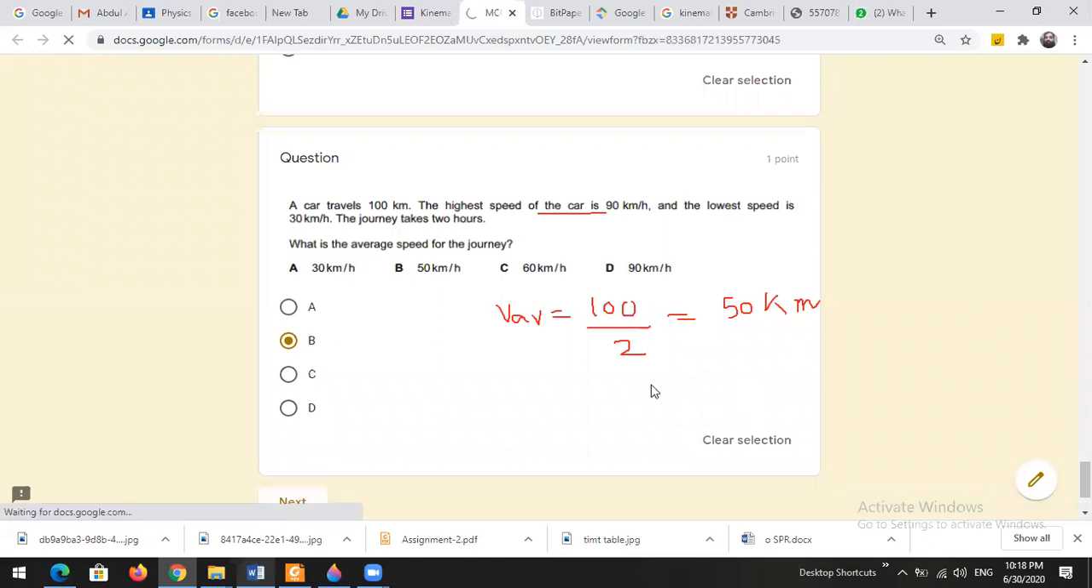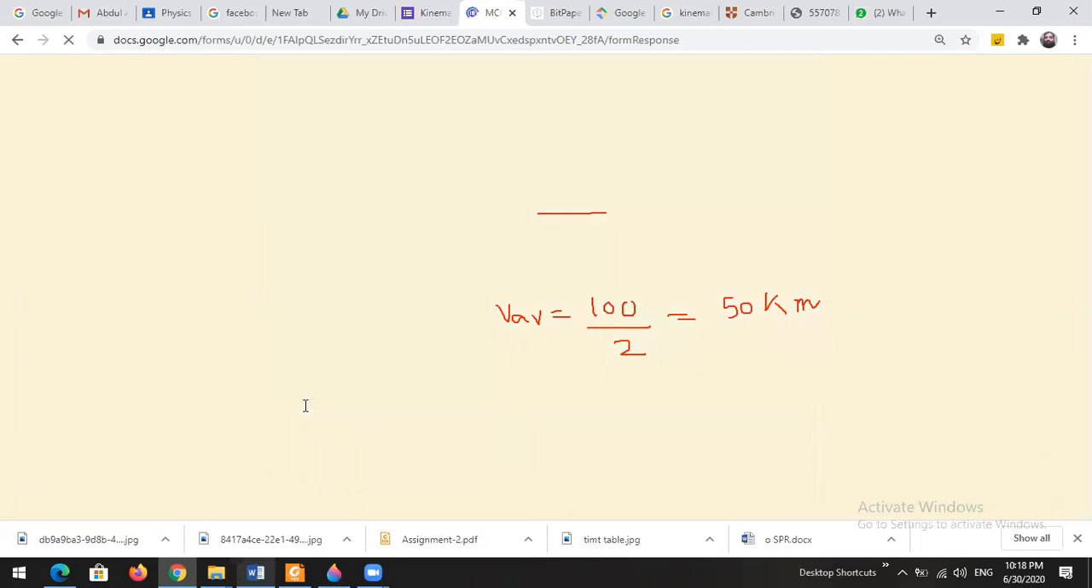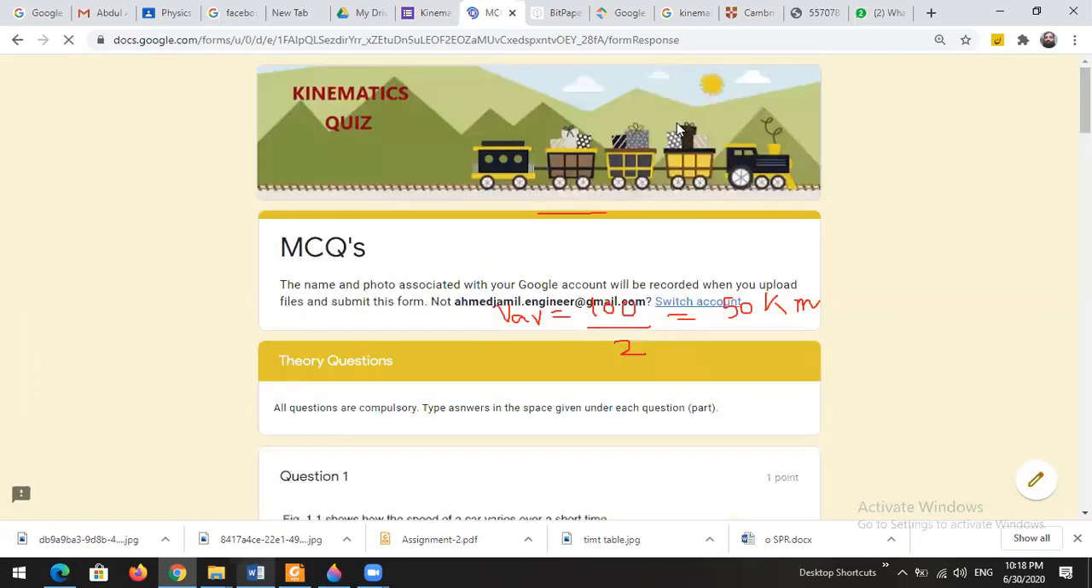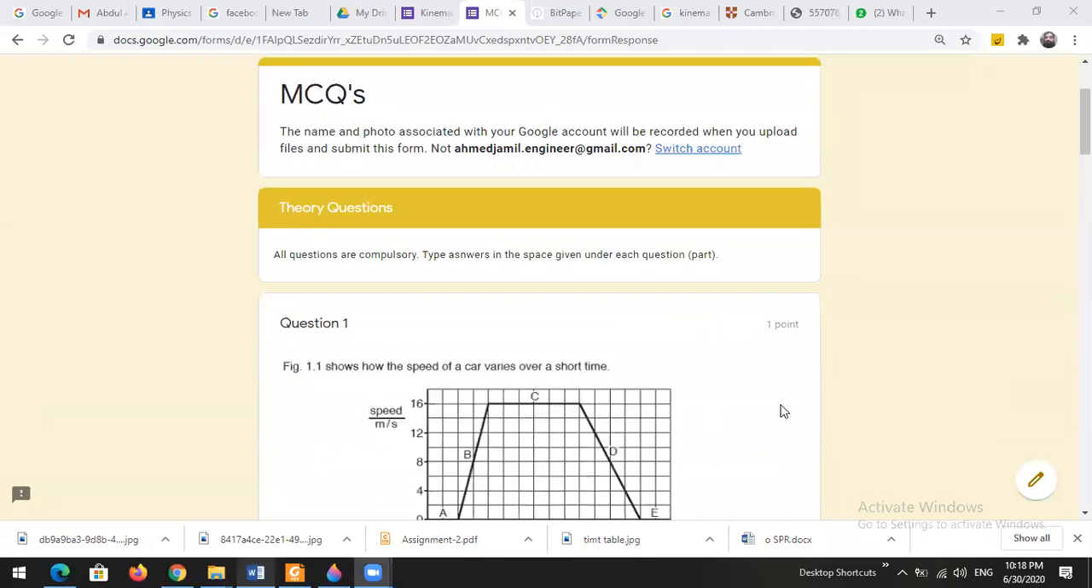All right, next section. So let's clear this. Okay, so this section has theory questions.